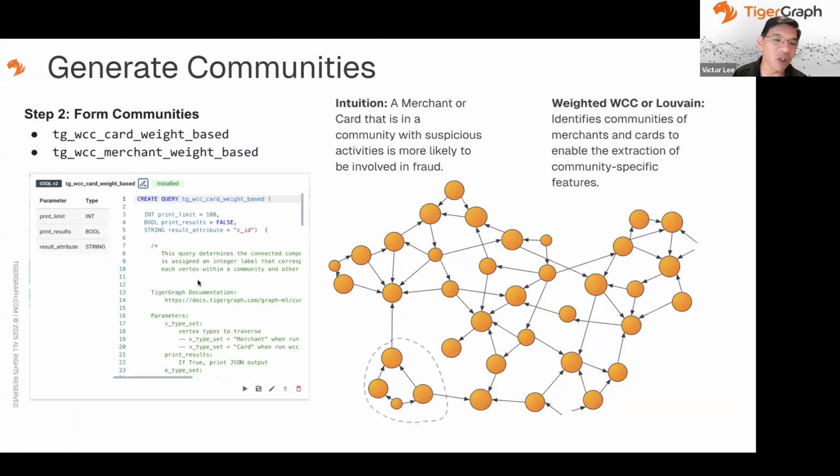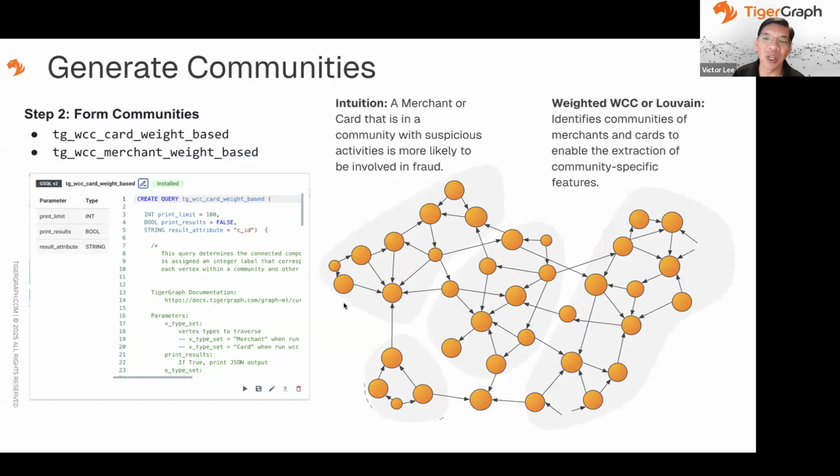This is a screenshot of just the introduction to the GSQL code for one of these two queries. And the intuition of why you want to do this is that if a merchant or card is within a community that already has some suspicious activity, just by association, it's more likely to itself be a fraudster. And so what it's doing is it's looking for groupings where there's a relatively high number of connections within the group and relatively few connections going to other groups. So it's looking at the density of connections, the pattern of connections, and it's coming up with these boundaries.